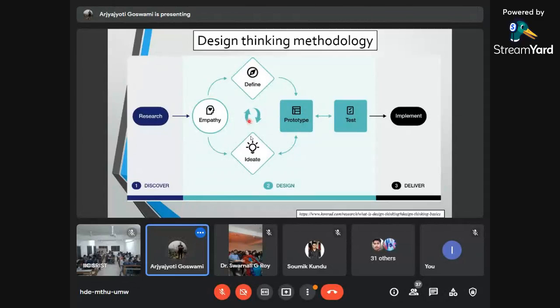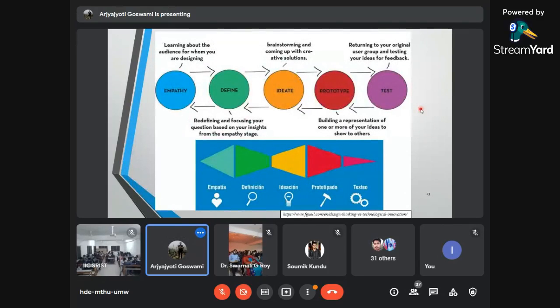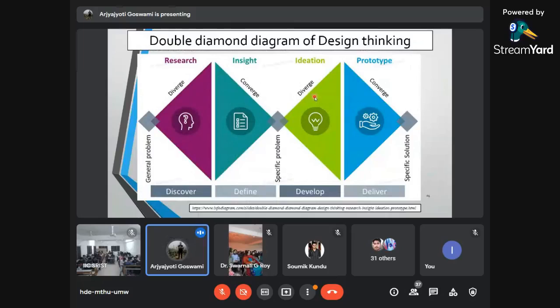Right? You generate ideas for the solution. Then you make a prototype. Prototype means a working solution. It can be a physical model, or a computer-based model, whatever. Okay, then you test it. You take feedback from the test that yes, it is working fine. Then you implement it. This is the basic design thinking methodology. Okay, I will discuss all of this one by one.